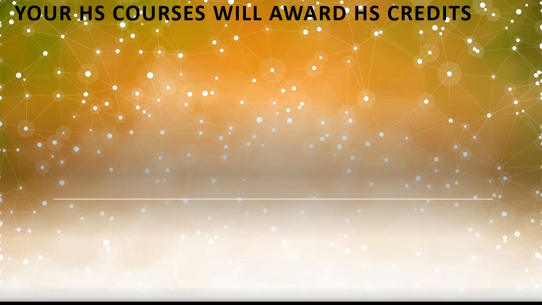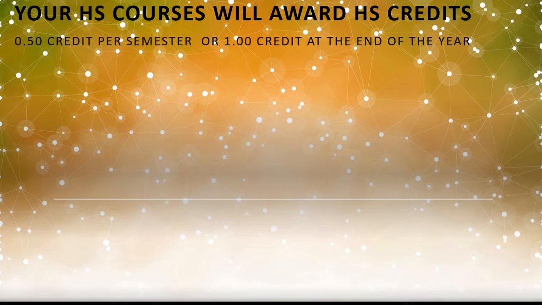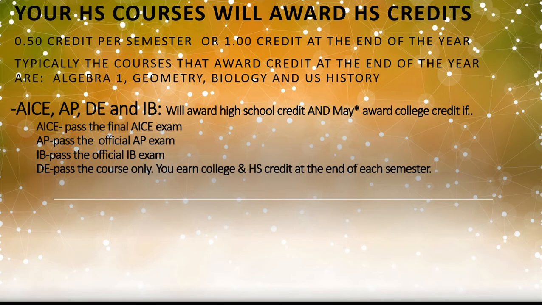So your high school courses are going to award high school credits, okay? So at the semester interval, and your semesters are usually from August to December or early January, and then January to end of May or June, you're going to earn half a credit per semester or 1 credit at the end of the school year. Now, typically, there's only a couple of classes where you have to wait till the end of the year to earn the credit, and those courses are going to be Algebra 1, Geometry, Biology, and U.S. History.